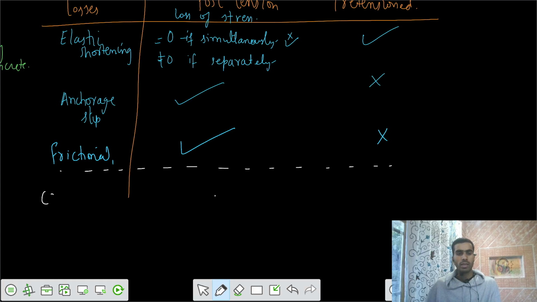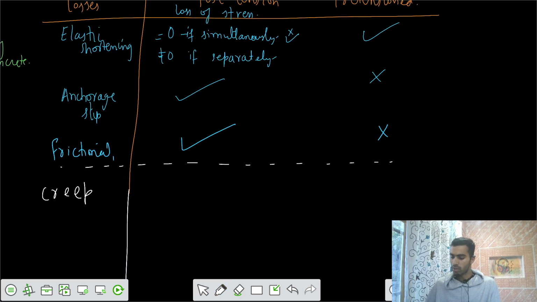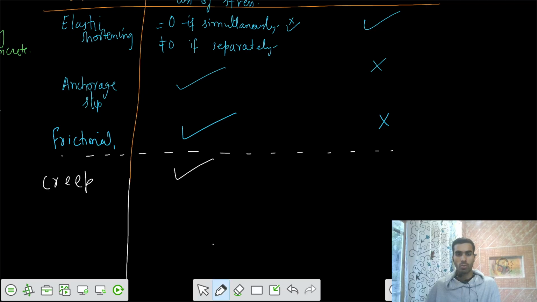Now the first one is creep, and creep strain is observed in both post-tension as well as pre-tension beams. So it's observed in both the kinds of beams. After that we have relaxation. Relaxation is also observed in both the kinds.